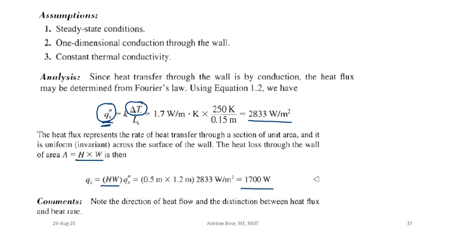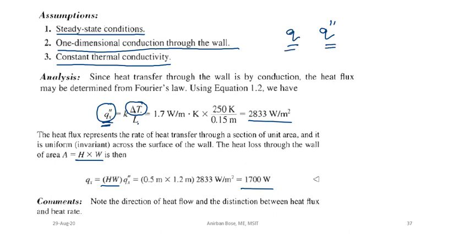Important things are the assumptions: it is a steady state condition, it is one dimensional heat conduction through the wall, and the thermal conductivity is constant. These are the important assumptions in the problem. Now comments: note the direction of heat flow and the distinction between the heat flux and the heat rate. These are very important when we are using heat flux and when we are using rate of heat transfer. So these are the things that you have to note along with their units.